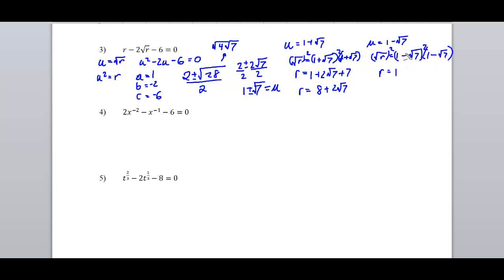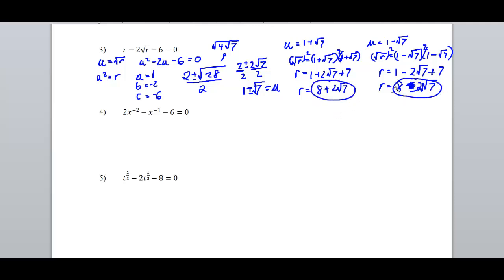1 times 1 is 1. 1 times negative square root of 7 is negative square root of 7. Then another negative square root of 7 is negative 2 square roots of 7. And the square root of 7 and square root of 7 is positive 7. So here I have another answer of 8, not plus or minus, this is the minus part of it here, 8 minus 2 square roots of 7. So now I have an r that's 8 plus 2 square root of 7, and an r that's 8 minus 2 square roots of 7. So these are our two answers.